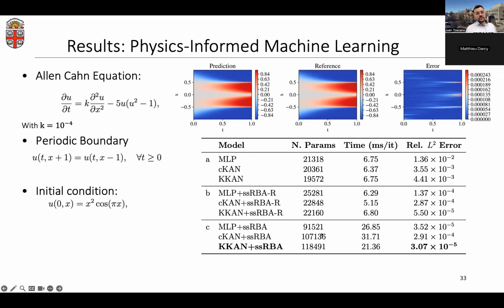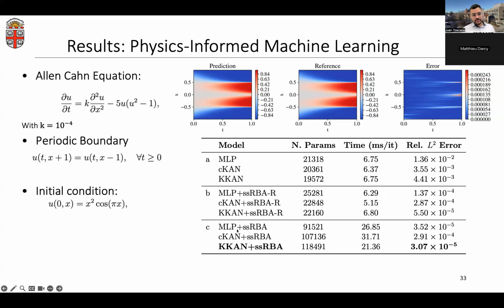Now, when you go to bigger networks, when you increase the number of parameters to what is in the state of the art, and there are a lot of papers where they have done this, you can see that for CKANs the time increases. Before it was comparable, but if you have too many parameters and you use full batch, they become comparatively slow.